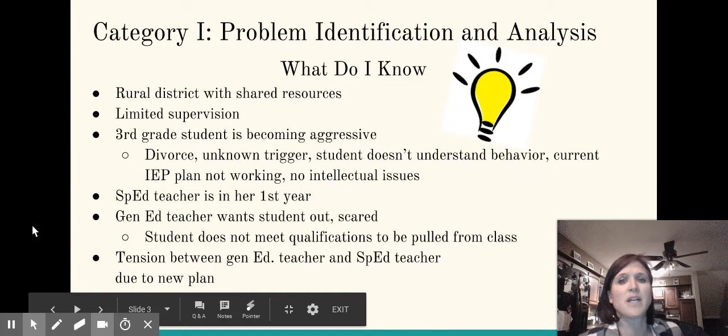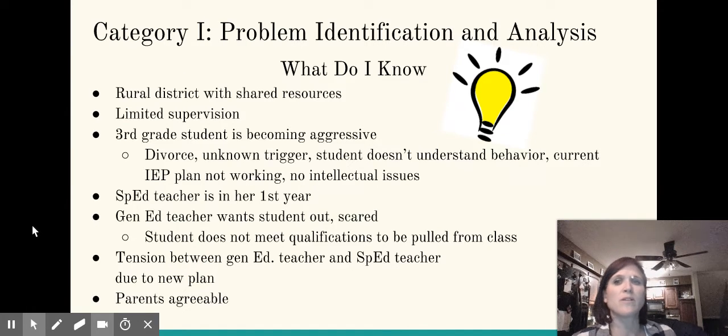Problem identification and analysis. What do I know? I know that this is a rural district. I know that they have to share resources and supervision is limited. I know that this is a third grade student and the student is becoming aggressive. This is likely due to the divorce that's just recently happened. There isn't a trigger, it seems, that has been identified yet. Also, an important aspect is that the student doesn't understand his own behavior.